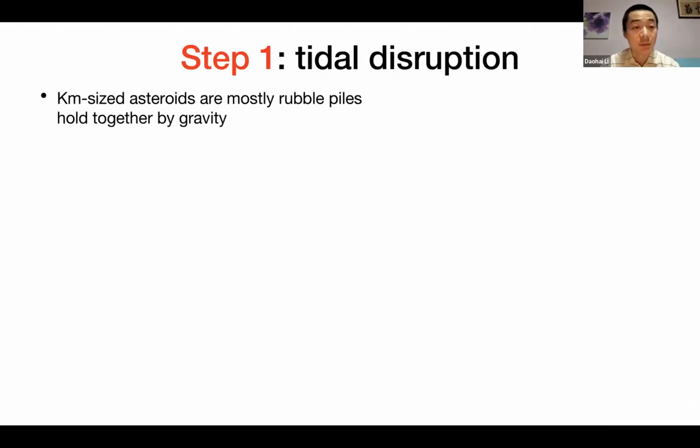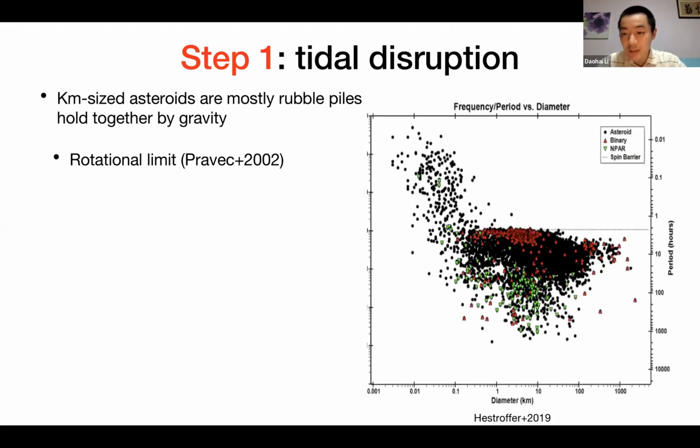In the solar system, kilometer-sized asteroids are mostly rubble piles, and those are held together by gravity only, so there's no cohesion. This comes from 2 lines of evidence. The first is the rotation limit. On the right, we show the rotation period of the asteroids as a function of their diameter. We can see that for asteroids of the size of a few kilometers, there is a lower limit on the spin period.